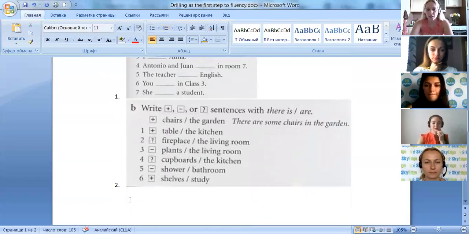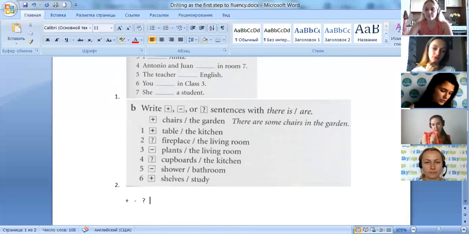Okay, good. Look, we have there is, there are, and we have many sentences. Look, on the left, what can you see? Positive, negative, question. Is it positive, negative, or interrogative? Brilliant students. So, what does this mean? Positive sentence. Negative. Interrogative. Or question, yeah. Elementary students don't know such words. Okay, and then we need an answer.